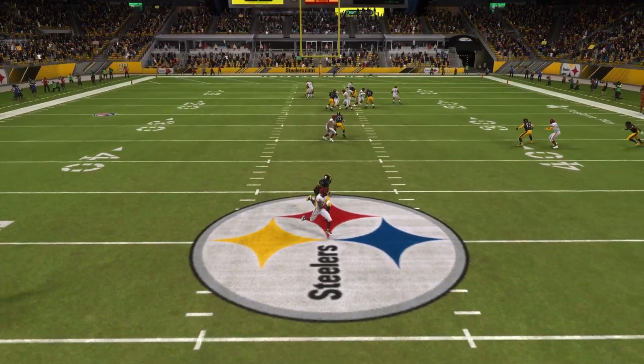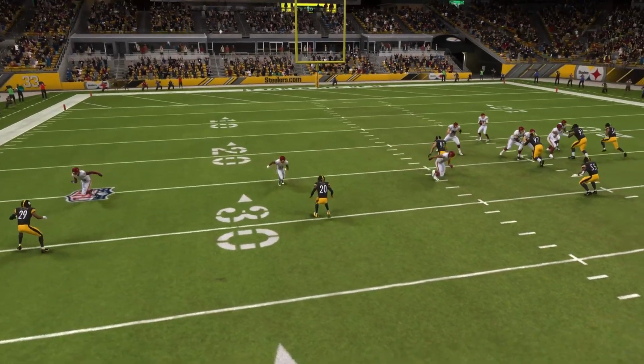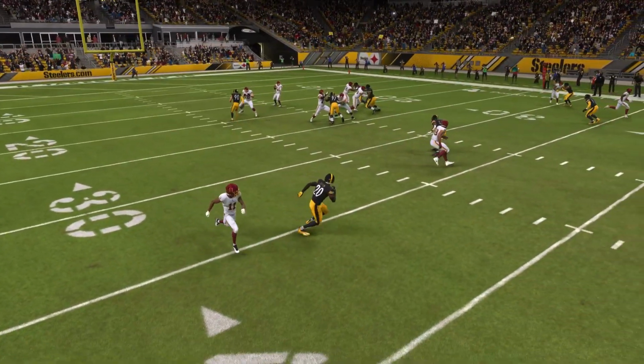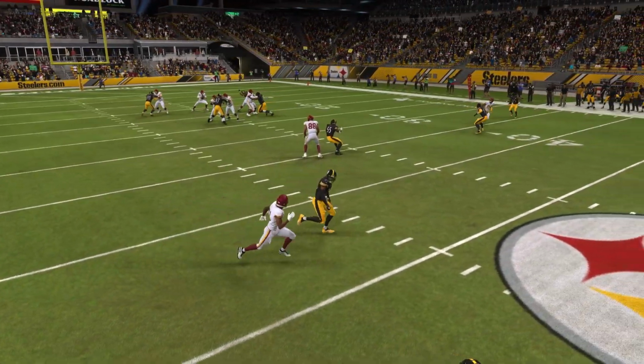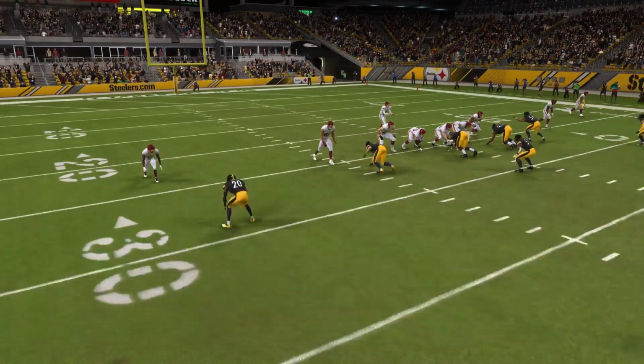Look at Cam Sutton here. Look how far he carries the number 2. He basically turns this into man coverage. Look at this. Okay, gotta love it, right?